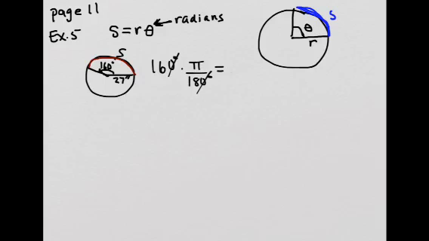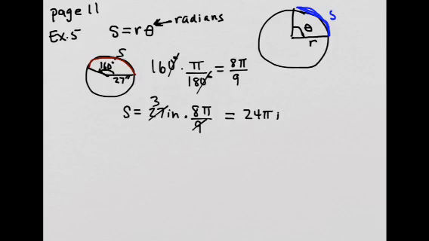So pi over 180 is the conversion factor. I can reduce that. And I can reduce by 2. So 8 pi over 9. That's the measure of the angle. So now we're going to take the radius times 8 pi over 9 radians. Now 9 goes into 27 3 times, so this becomes 24 pi inches.